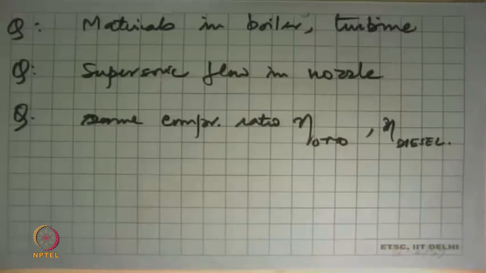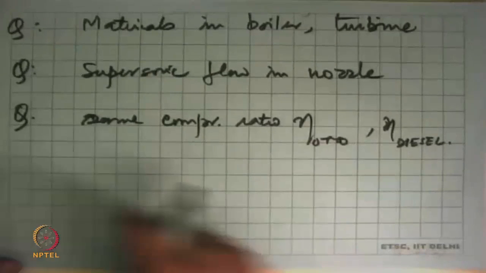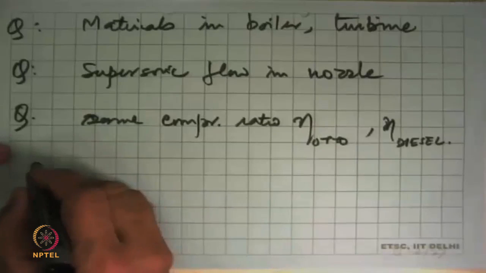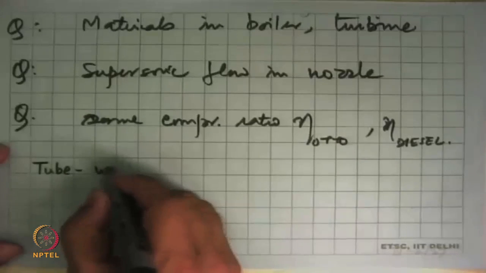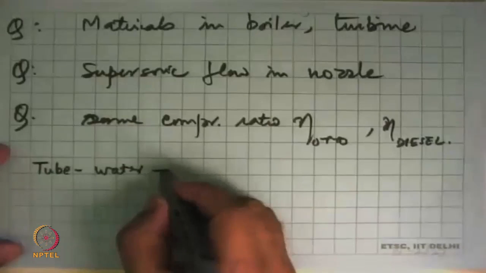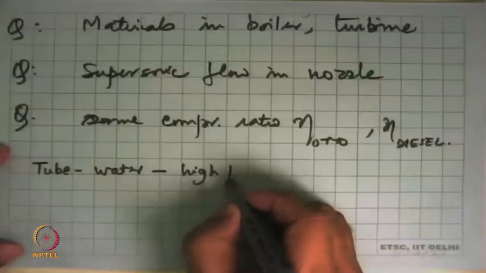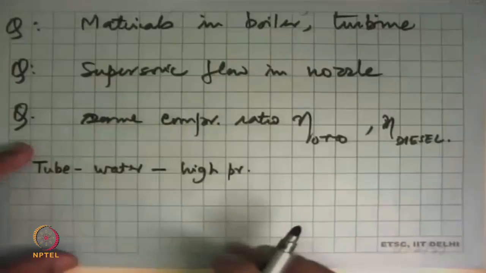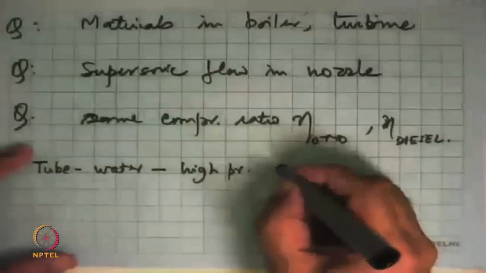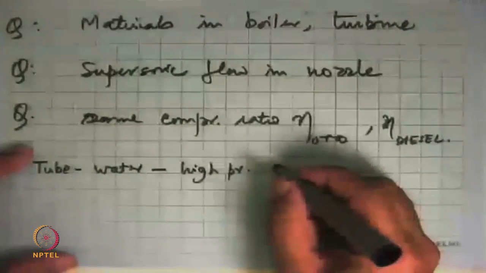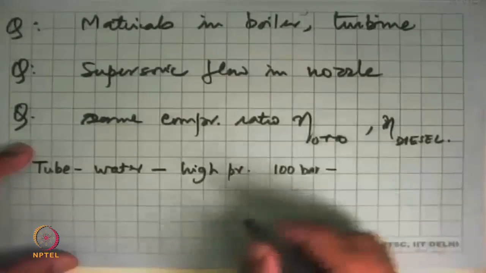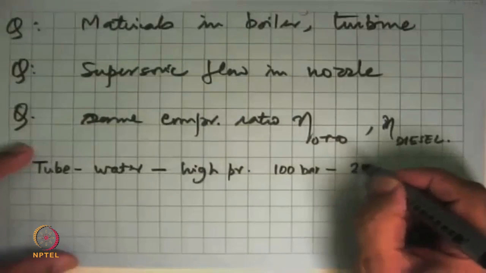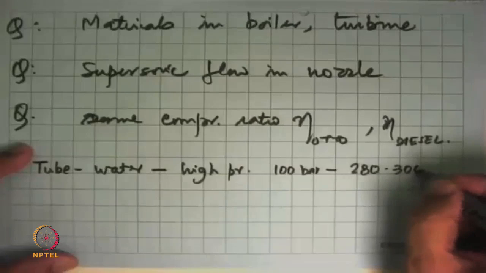There's a question about what are the materials used in boiler and turbine. If you look at coal-fired boilers or oil-fired boilers, the tubes carry the water and these are subjected to high pressures. By high pressure I mean whatever pressure we get in the thermodynamic analysis, that is the pressure of the water inside the tubes. For small boilers this may be about 100 bar, and for large power boilers these days 280 bar, 300 bar is not uncommon.